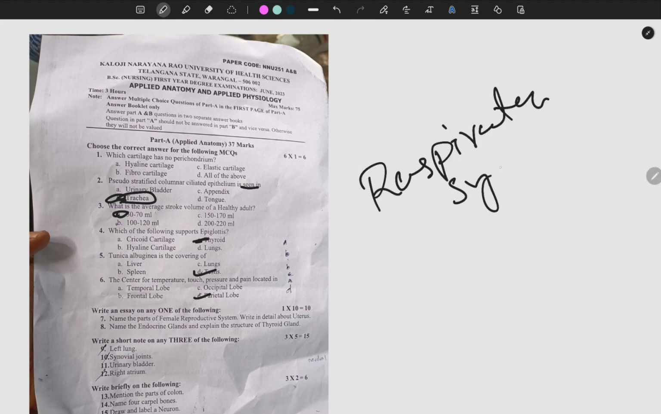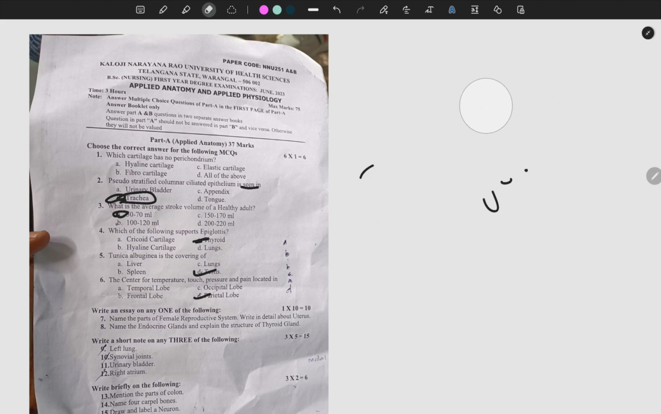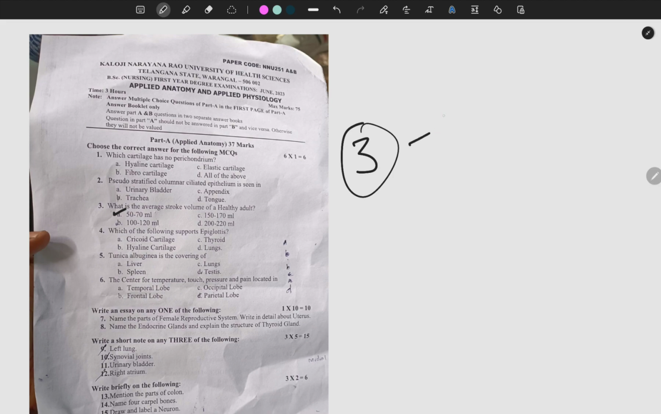Respiratory system. Okay. So the next question is, what is the average stroke volume of a healthy adult? What is the right answer? The right one is option A. For the third question, option A is the right answer.